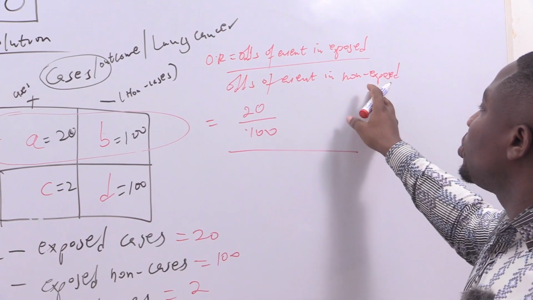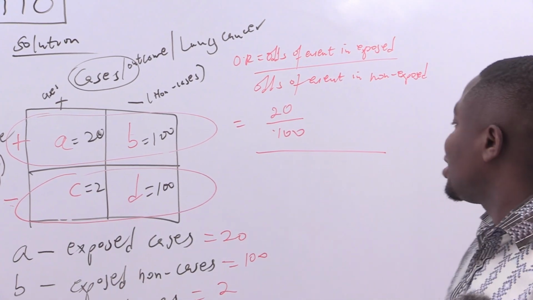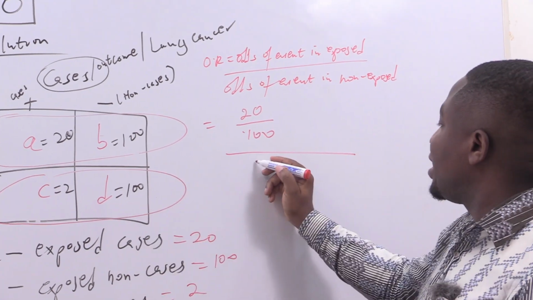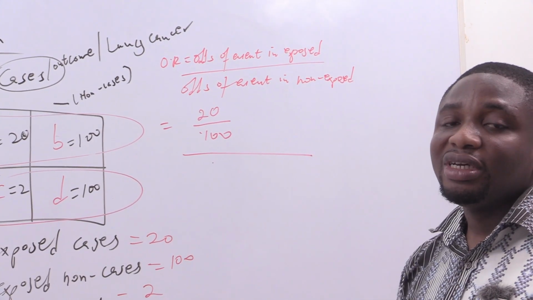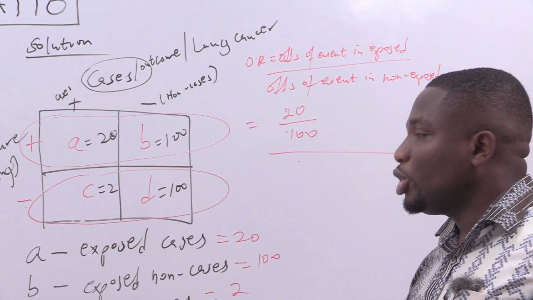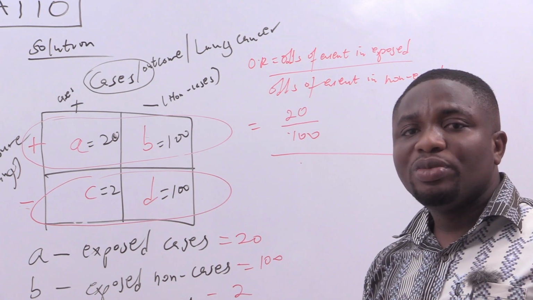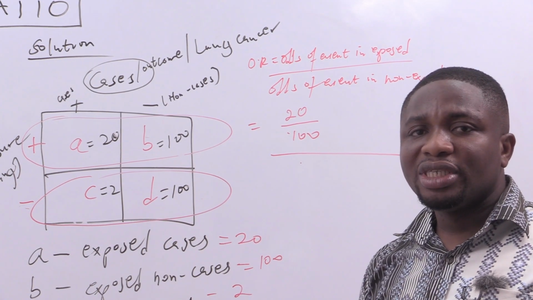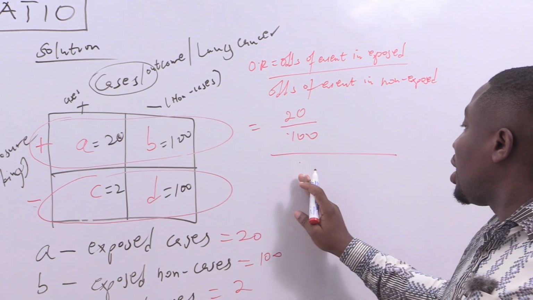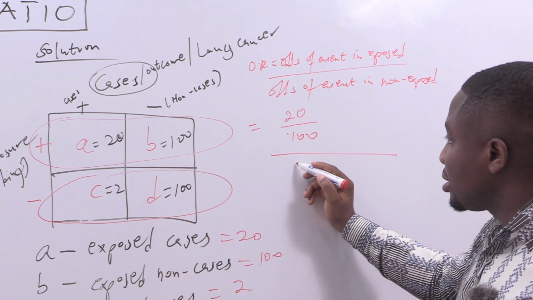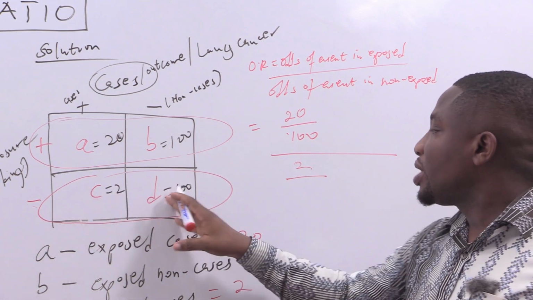And the odds of event in non-exposed, we go to the non-exposure row, which is going to be here. So for that, we'll be looking at non-exposed cases over non-exposed non-cases, because that's in a category of what? The non-exposures. And in all that I do, you know that whether in exposed or non-exposed, those who develop the condition will be the numerator, and those who did not develop the condition, they will be the denominator. Always remember that. So in this case, we are going to have non-exposed cases, which is here, non-exposed cases is 2 over non-exposed non-cases, which is 100.